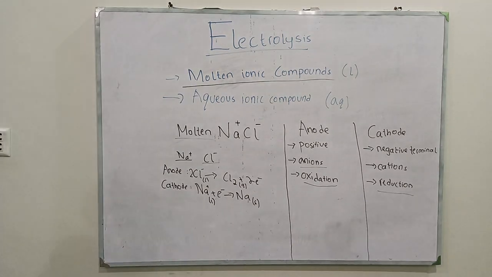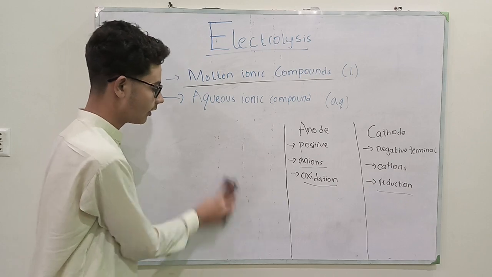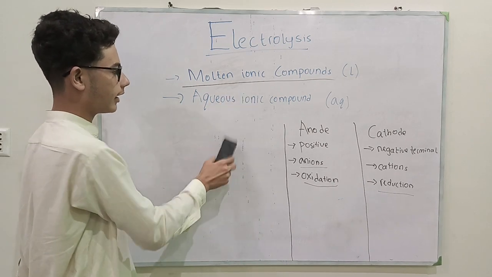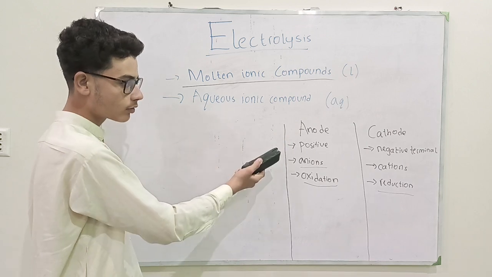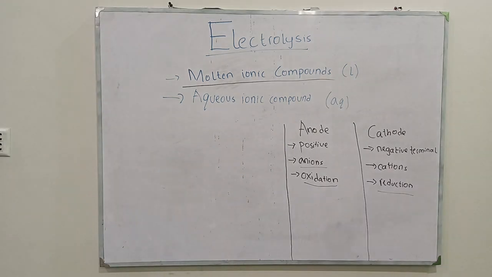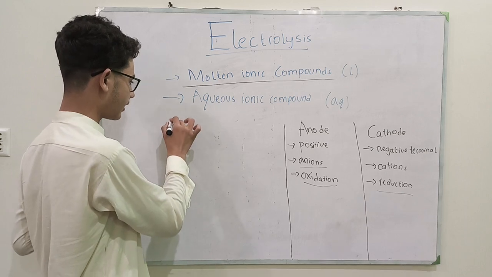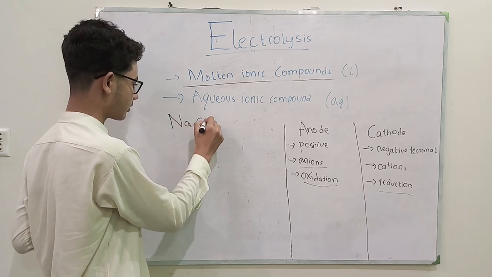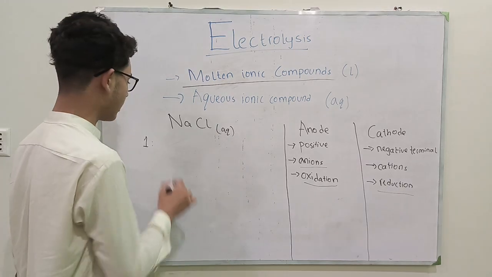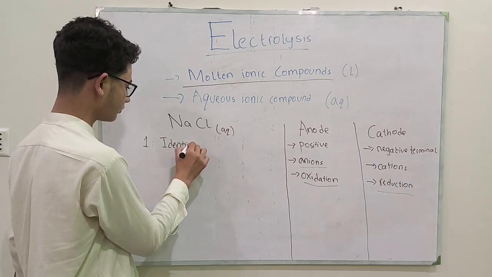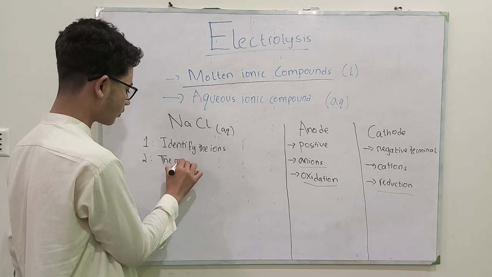Now let's move towards the electrolysis of aqueous ionic compounds. Remember, in the molten ionic compounds, remember these three things, and the rules. First, identify the ions, and then the rule for what is going to be attracted to the anode and what is going to be attracted to the cathode. So this is very simple. Now let's move towards the aqueous ionic compound. Again, I will take the example of NaCl aqueous. First rule for finding aqueous ionic compound, identify the ions. Second, the most concentrated will be attracted.